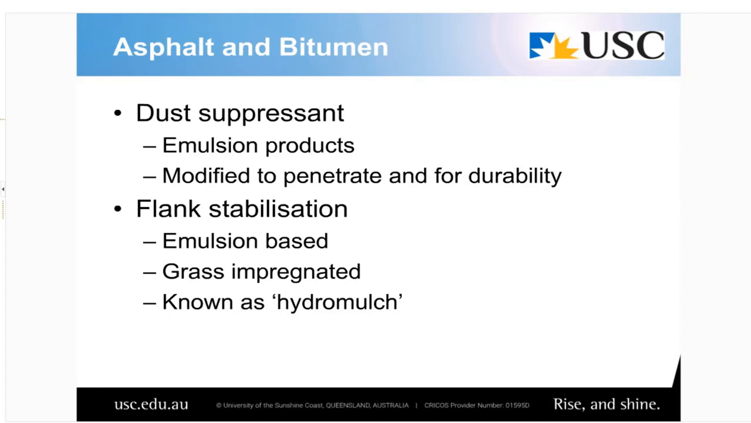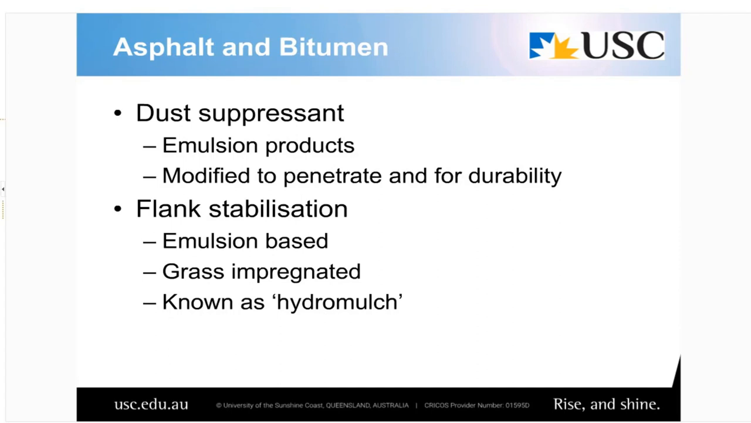Another use that's not so obvious for bitumen in pavement is as a dust suppressant. Bitumen emulsions in particular, so that's bitumen in water to make it sprayable at ambient temperature, are very useful for suppressing dust. They quite often can be used on temporary access tracks and those things to reduce dust during the construction of a project.